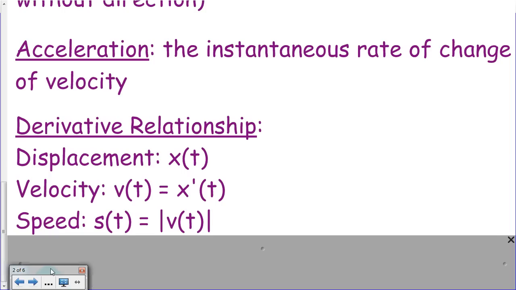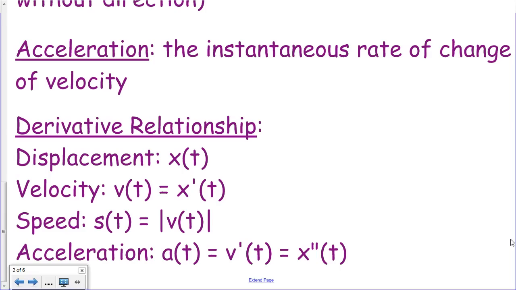And then finally, the last piece to this puzzle is acceleration. If we call acceleration a of t, then a of t is equal to the derivative of velocity. That's how we defined it. It also turns out that because velocity is the derivative of displacement, I can think of acceleration as being the second derivative of displacement. Take a derivative of displacement once to get velocity, take a derivative of that a second time to get your acceleration. So that's a nice relationship between those three: displacement, velocity, and acceleration.